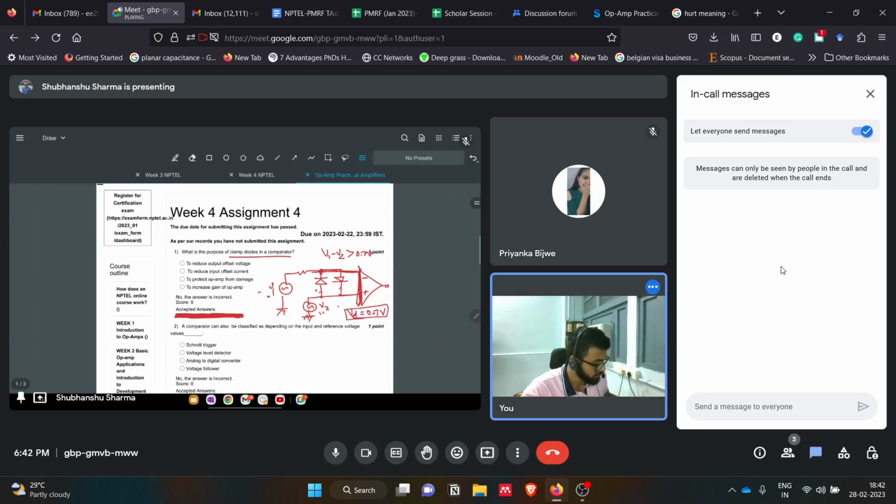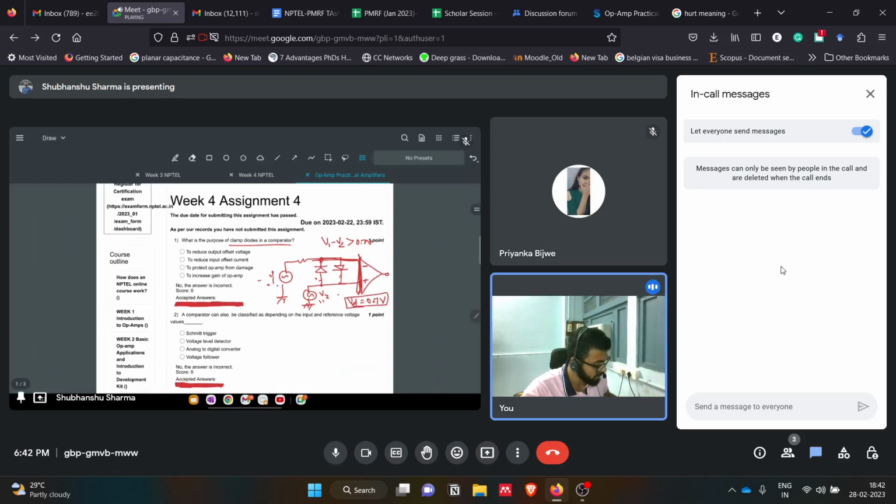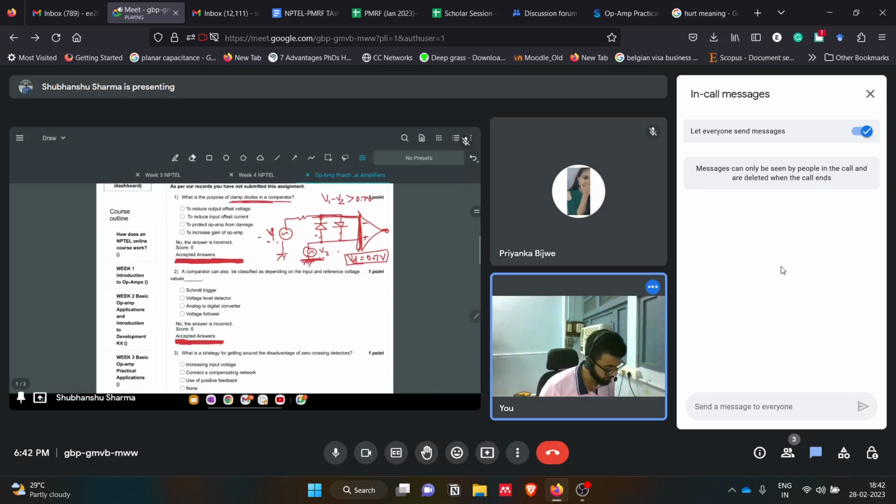Beyond this, we cannot give. So this is used if there is high fluctuation. Let's say there is high fluctuation in one voltage, V2, then the circuit may get damaged. That's why we use this clamp diode. So accordingly, you can mark the answer for this question.